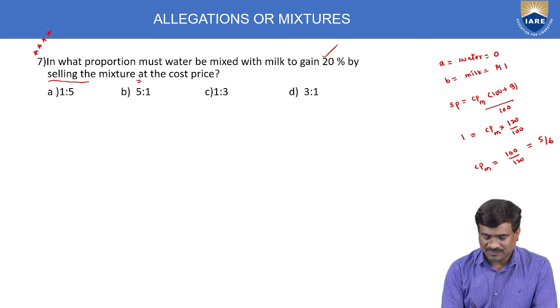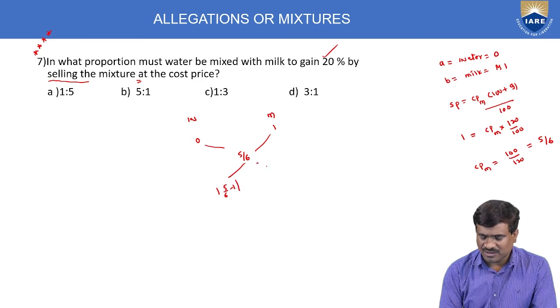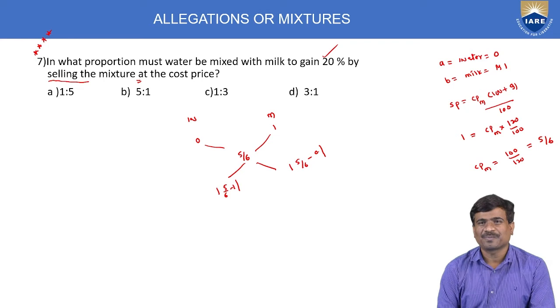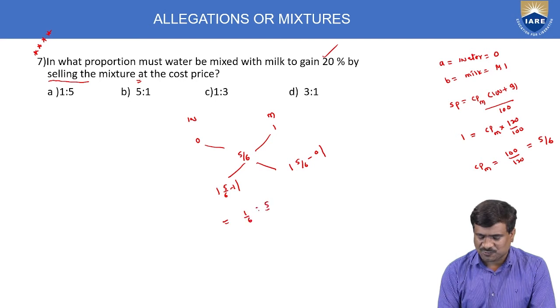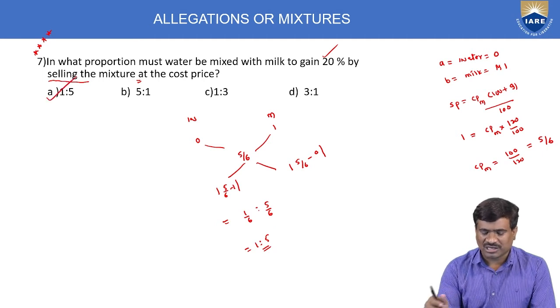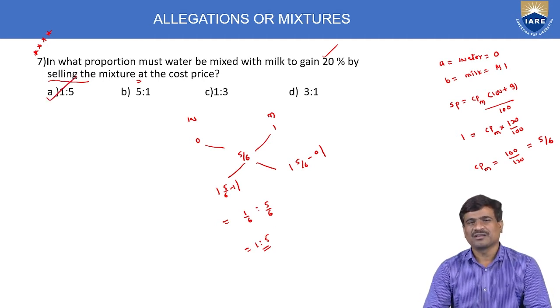Your next method: first water, next milk. Water 0, milk 1 rupee, mixture 5 by 6. Modulus of M minus B: 5 by 6 minus 1. Modulus of M minus A: 5 by 6 minus 0. Next ratio, water is to milk is equal to 1 by 6 is to 5 by 6, which is equal to 1 is to 5. Option A only correct. Important example. Notation.